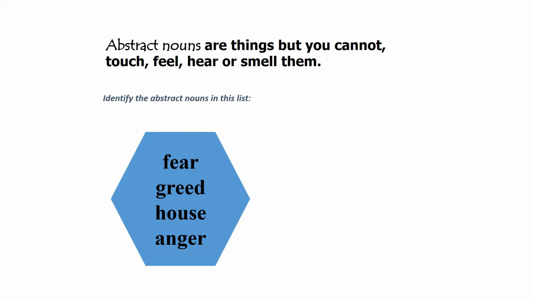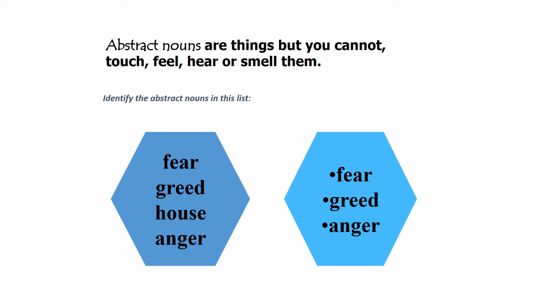Let's identify the abstract nouns in this list. So we have fear, greed, house, anger. Which ones can we not feel, touch, hear, or smell? Yes, you're correct. It's fear, greed, and anger.